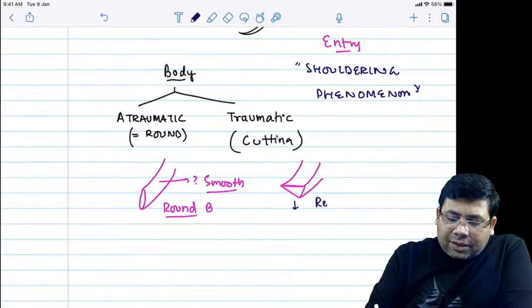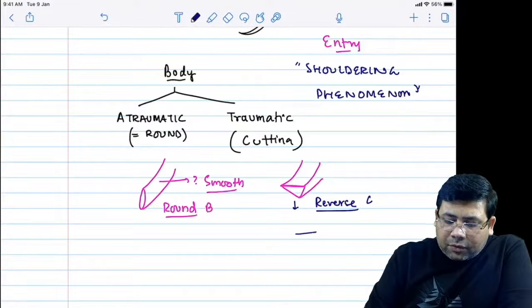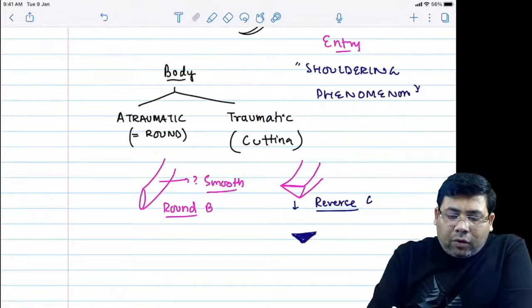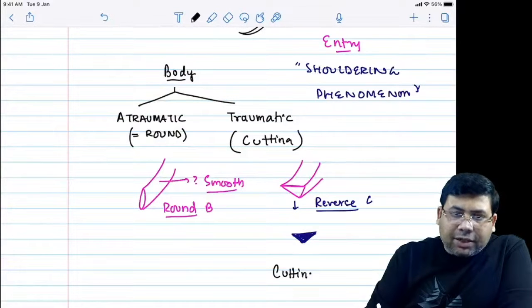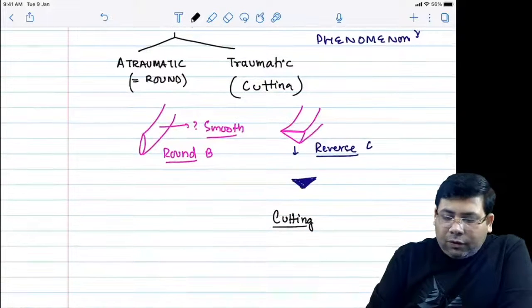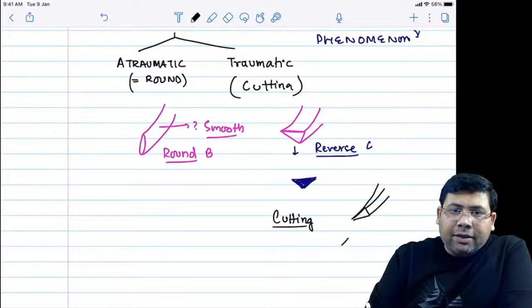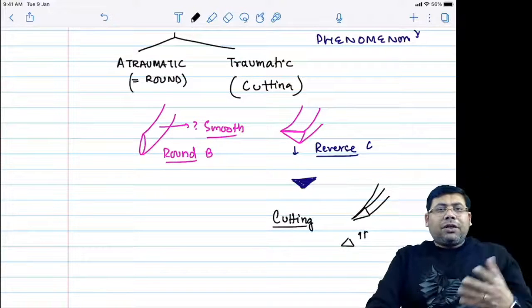This is a reverse cutting needle. Why is this reverse cutting? Because the tip of the triangle is below. Can you see? We can have the cutting needles also. When you talk about the cutting needle, it is something like this. The edge is towards the upper side. The triangle is towards the upper side. That is the cutting needle. So what is the utility?